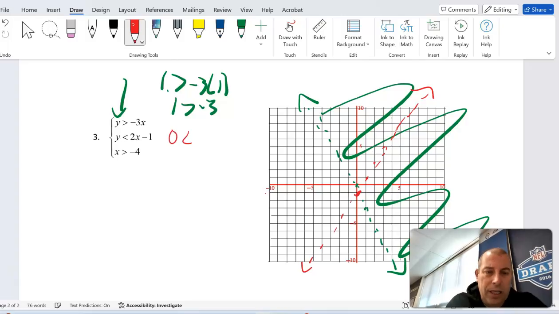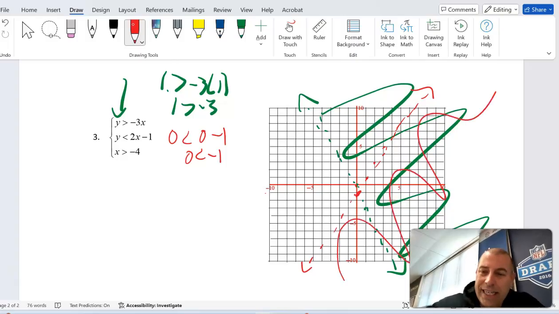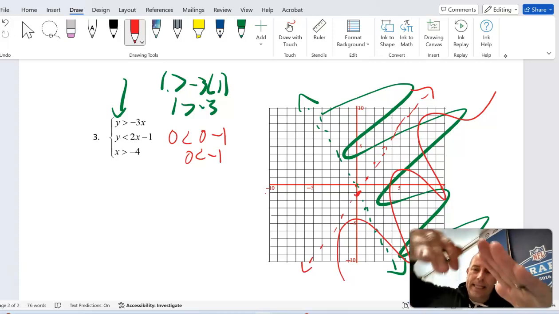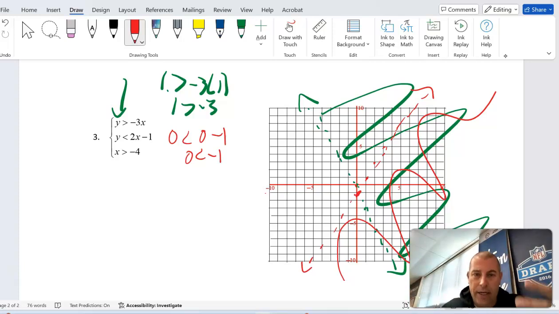Is 0 less than, well, 2 times 0 is 0, is 0 less than negative 1? No, it's not, so I don't want it. I'm going to go to the other side, which puts me over here. You can see the less than, it's below the line. Again, focusing on the y's.